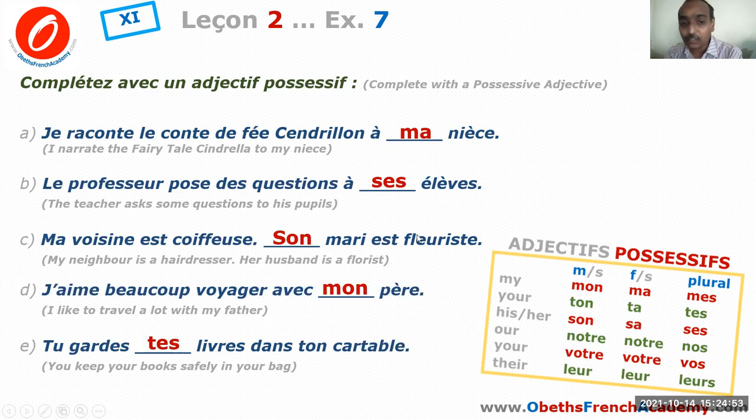I hope you've understood the possessive adjectives. The tables are here. Please go through them. I'm sure you'll be able to understand if you go through this video one more time. This exercise number 7 of lesson 2 will be very easy. Thank you.